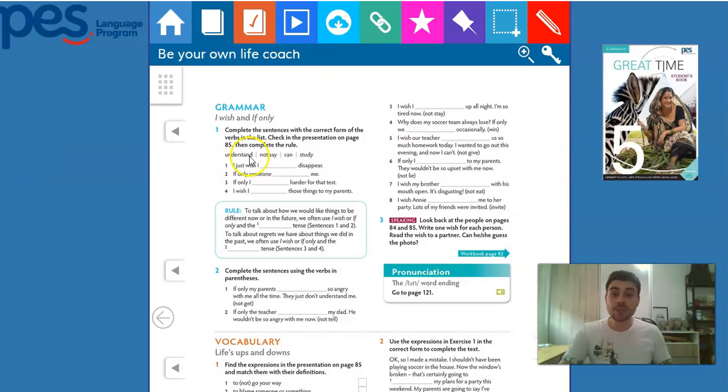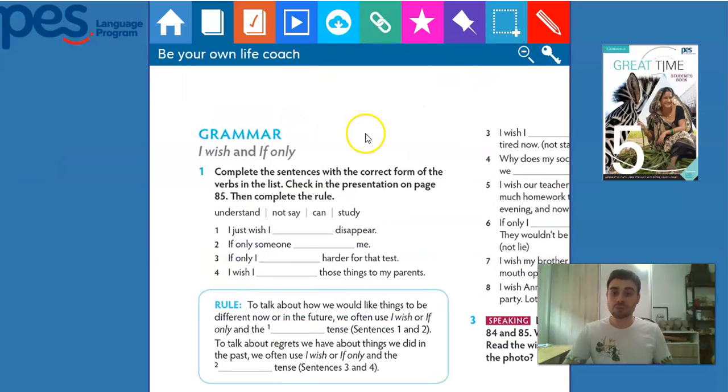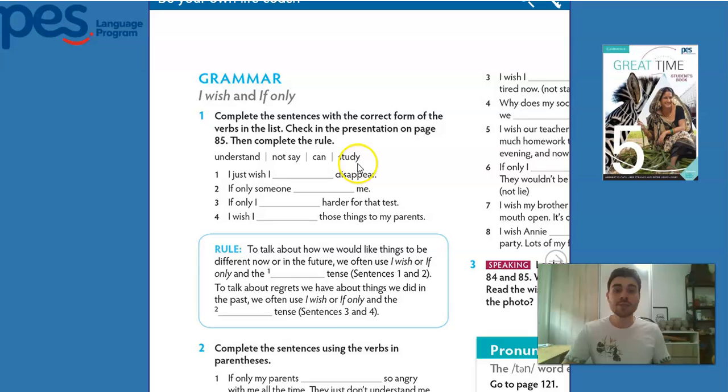So, taking a closer look over here, we have exercise number one, and you know the drill, right? So, we're going to take a look at the exercise, and then you're going to pause the video, complete the exercise, and we're going to correct, right? So, let's see number one. Here we have complete the sentences with the correct form of the verbs in the list. And then we have the list over here. So we have the verbs understand, not say, can, and study, right?